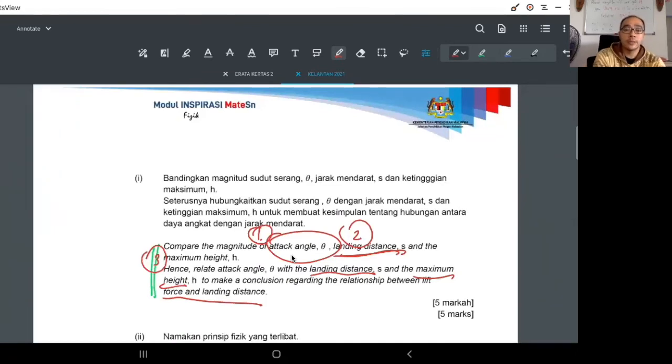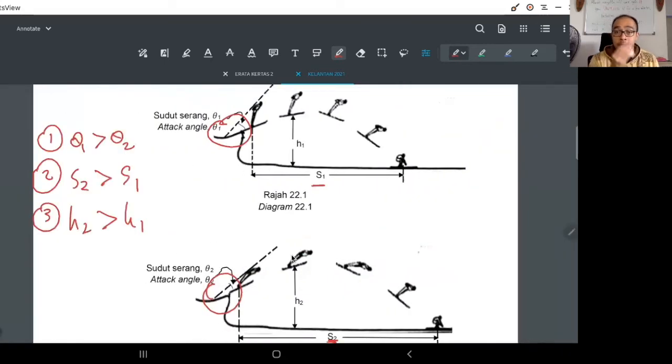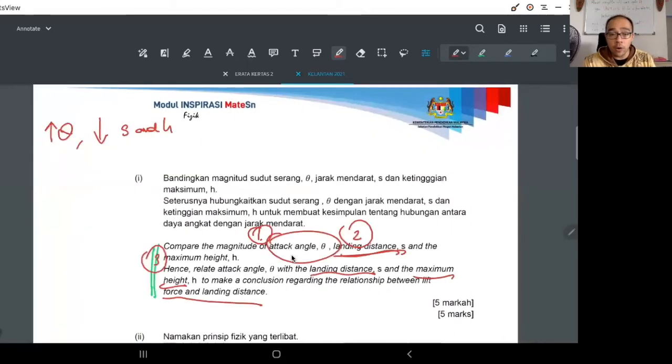So strange. Okay, well, I don't think it's 3 relations, it's 2 relations only, but you have to bring both together. So the bigger the angle, the smaller the landing distance and the height. Okay, as proven by this. The bigger the angle, the smaller the landing distance and the height. Okay, therefore, the lift force and the landing distance.